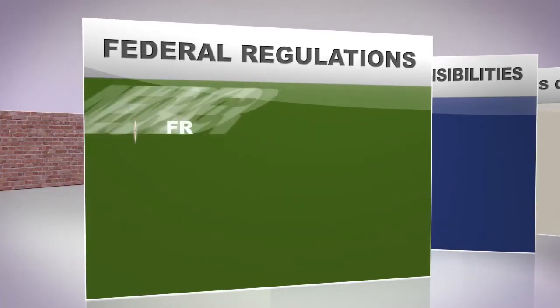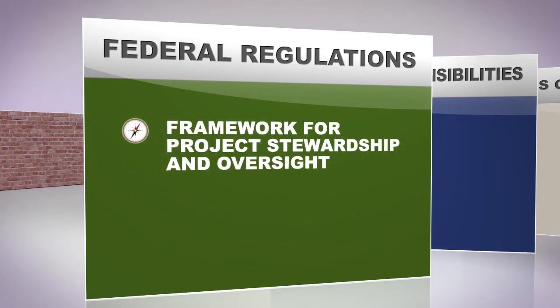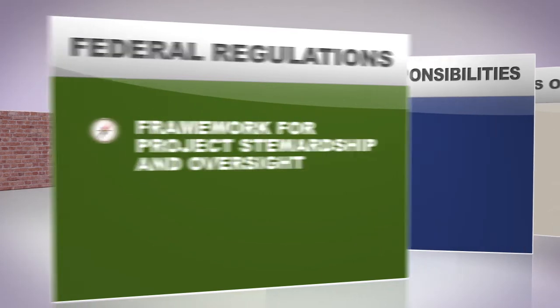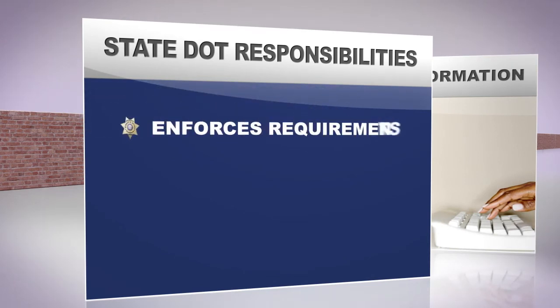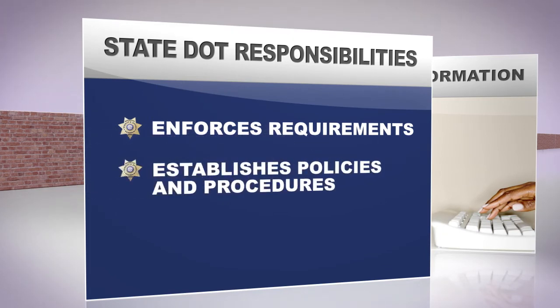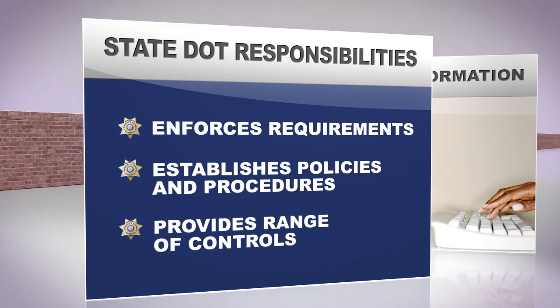Federal regulations establish the framework for project stewardship and oversight. But the State Department of Transportation, the state DOT, is responsible for enforcing the requirements of these regulations. The state DOT is also responsible for establishing procurement policies and procedures that address conflicts of interest. If you're using or planning to use consultants on a federal aid project, the state DOT can provide or assist with the development of a range of controls to prevent or mitigate the potential for conflicts.